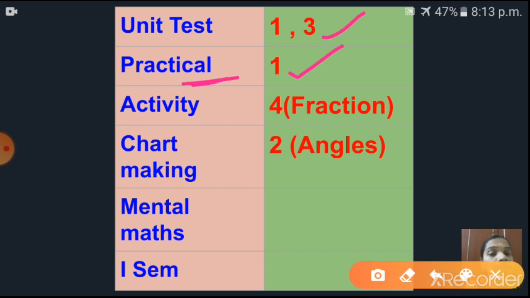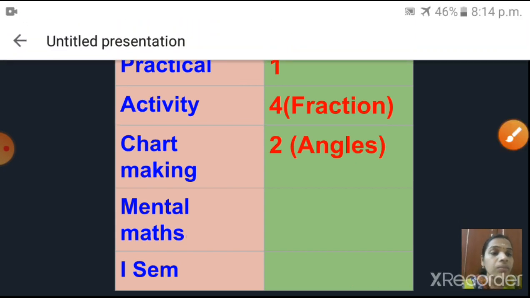Okay children, next formative is activity. That activity I am going to conduct from your 4th chapter, that is operations on fractions. Okay children, next formative, that is chart making. I am going to conduct it from which lesson? Angles lesson, that means chapter number 2, angles. That is for 10 marks. And mental maths is also for 10 marks. The details we will give you later. The next one is the first semester written paper, that is for 40 marks. Which lessons, all these things we will tell you later. Understood children?